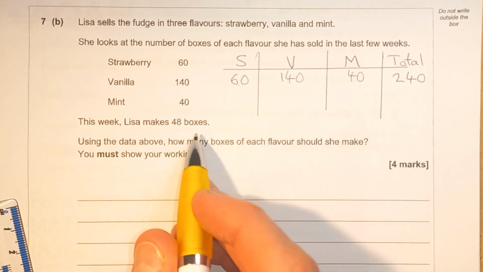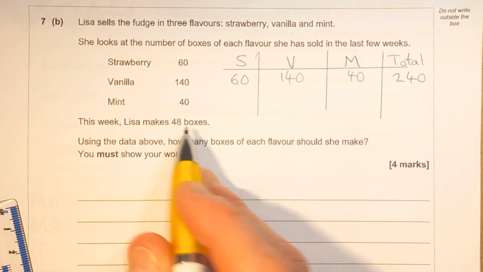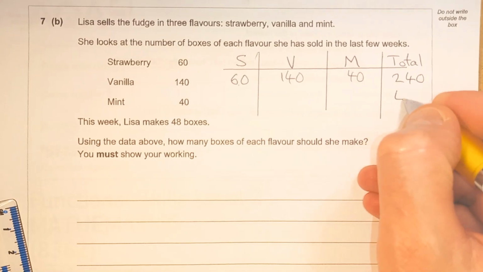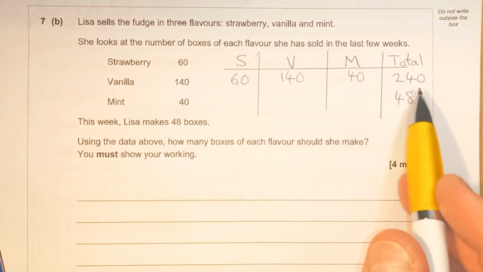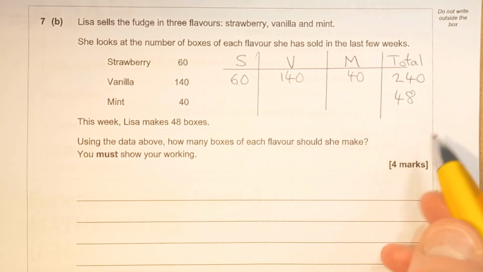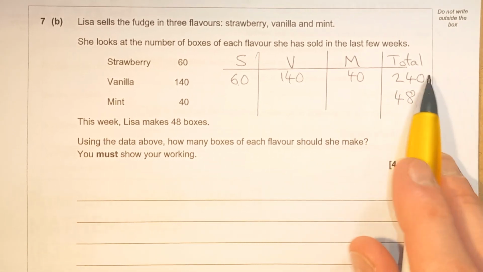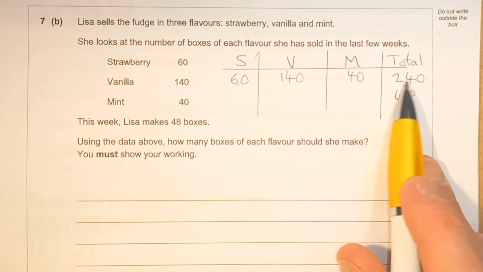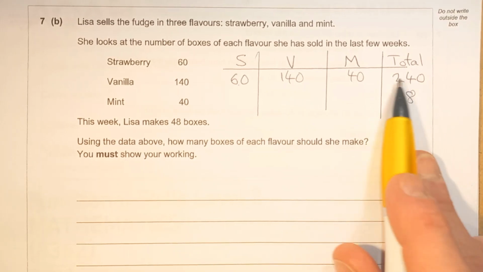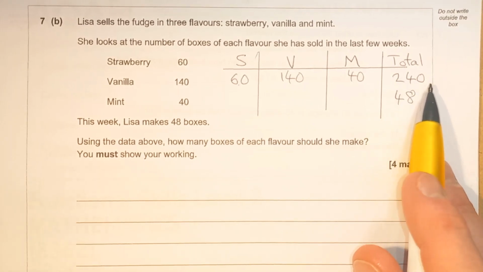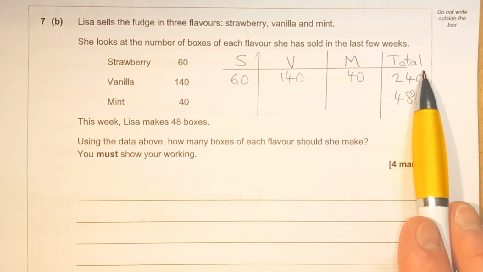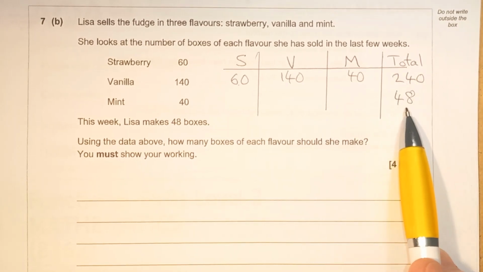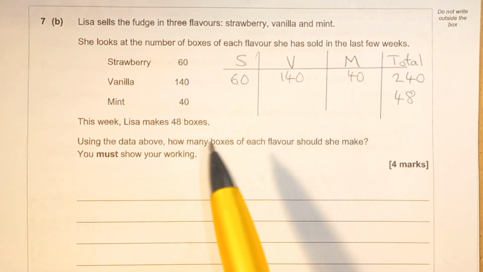But actually, we're told we've got 48 boxes. Well, if we look at how we're getting from 240 to 48, you might notice, well, actually, if we ignore the 0, 24 to 48, 48 is double 24. So if we think of it as like a process, we're taking off the 0 and then we're doubling the number. So let's do the same with these.